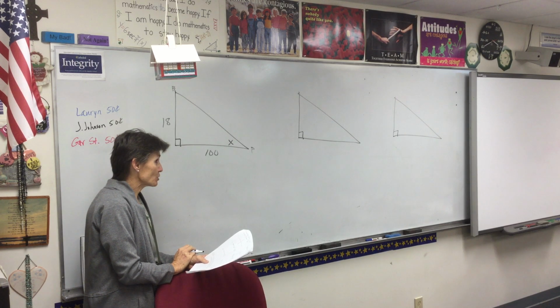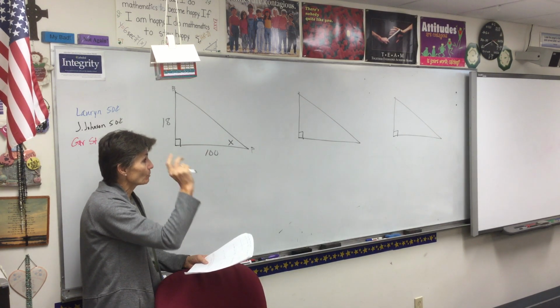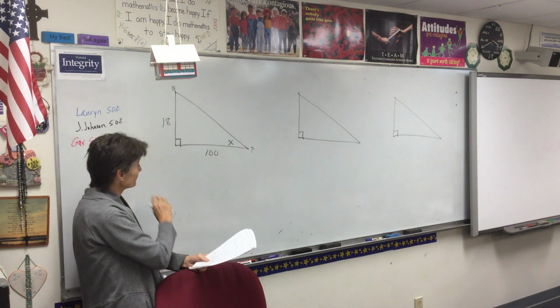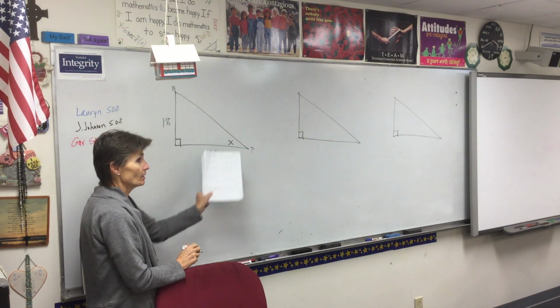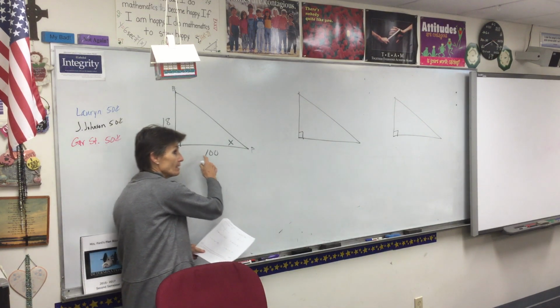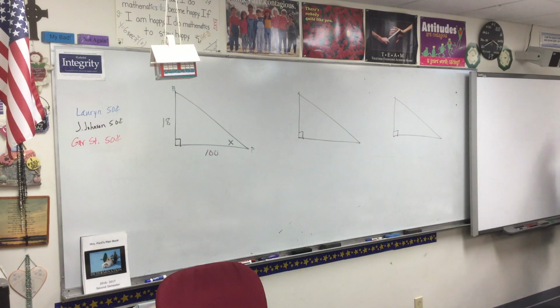Now we need an equation, and the equation is going to be sine, cosine, or tangent. So look at the sides that you've got. Here's your angle. Look at the sides that you've got, and tell me what equation you're going to use.